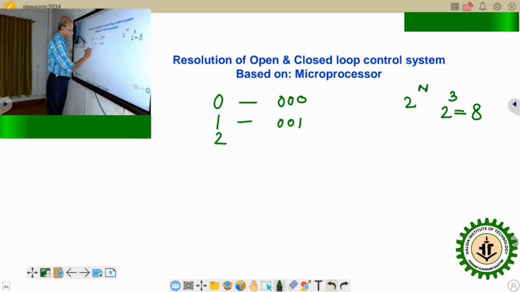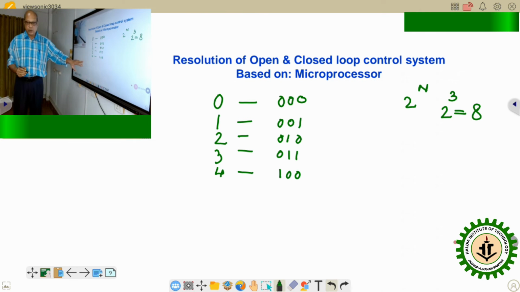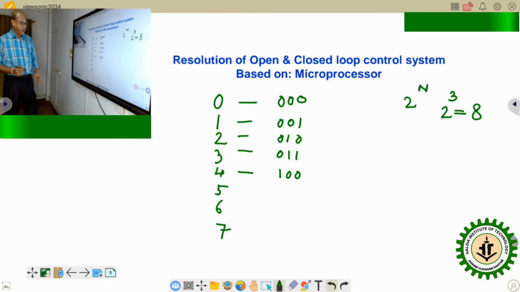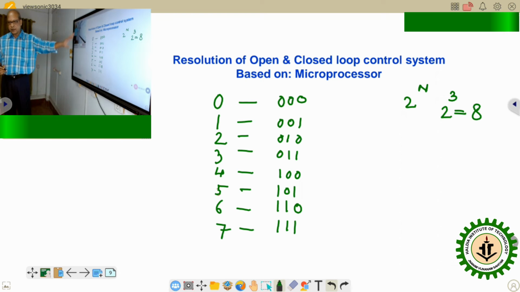If you want to identify 2, then it will be 0, 1, 0. If it is 3, it is 0, 1, 1. If it is 4, how much? 1, 0, 0. So likewise it will continue. Then 1, 0, 1, then 1, 1, 0, then 1, 1, 1. So 5, 6, 7, and 0, 4, 5, 6, 7 cover all these combinations. So all sorts of combinations are carried out.